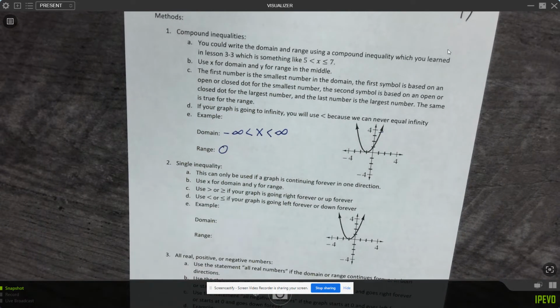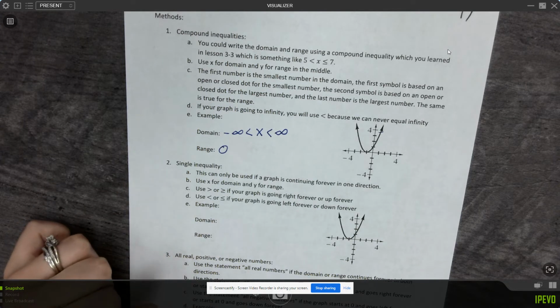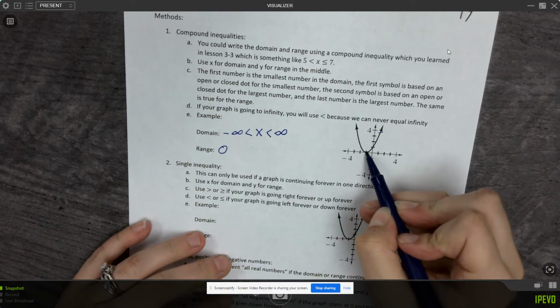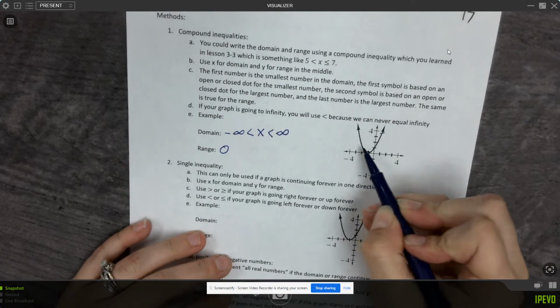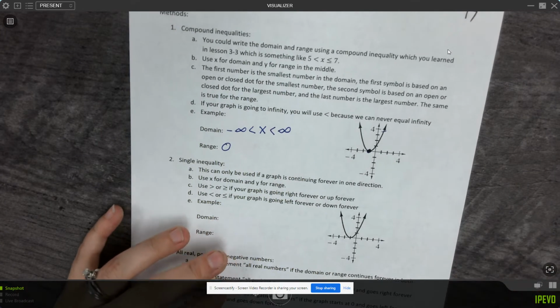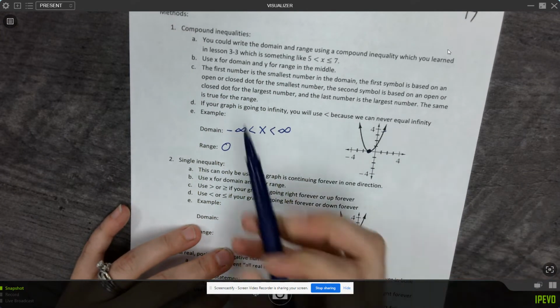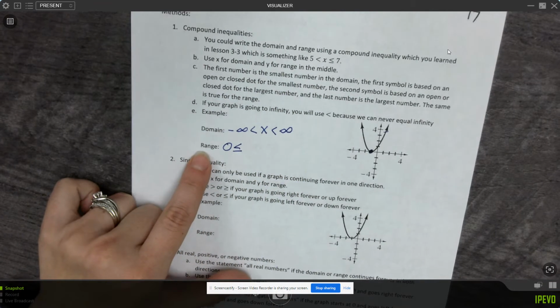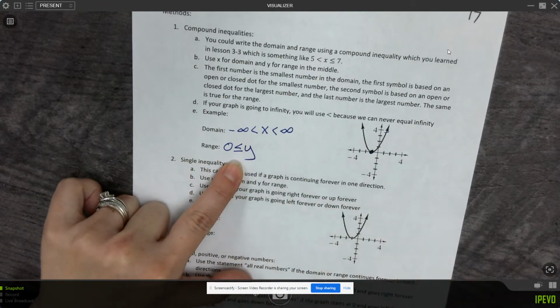Now you might ask yourself, I don't see an open or a closed dot. I don't know what's there. Well, if you don't see a dot, and it's not an arrow, then it's a closed dot. Because in order to make this graph, there are an infinite amount of closed dots side by side. That's why it looks like this. So that's a less than or equal to. My range is then Y.